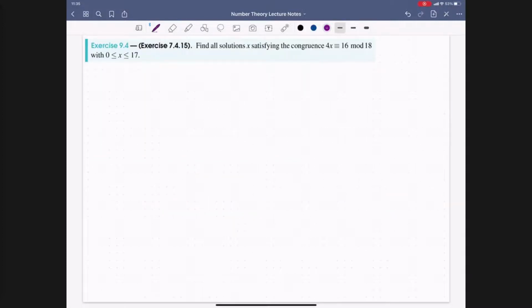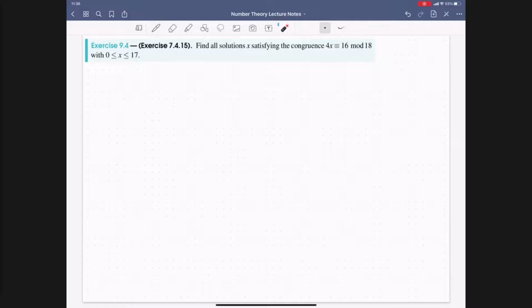So for the next exercise, we're going to go ahead and consider the equation 4x congruent to 16 mod 18. And we want to solve for x with the property that x is greater than or equal to 0 and less than or equal to 17. Now, this question can be done in various ways. In the lecture notes, I have provided 3 different solutions, but I'm going to do this via the Chinese remainder theorem. But before we get started, I want to make a connection to the last lesson.